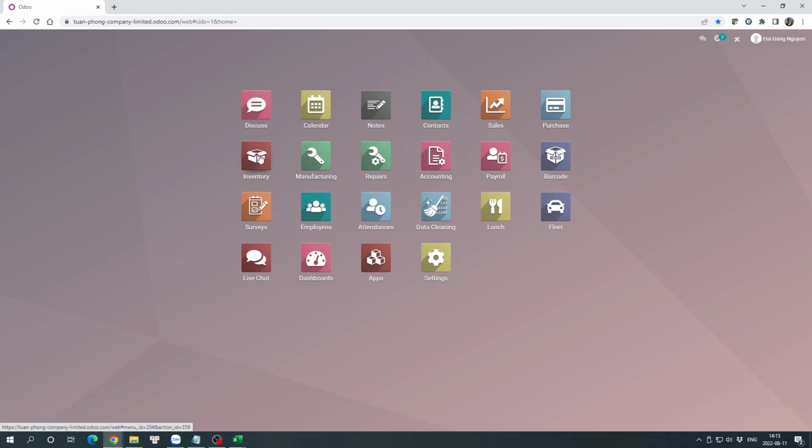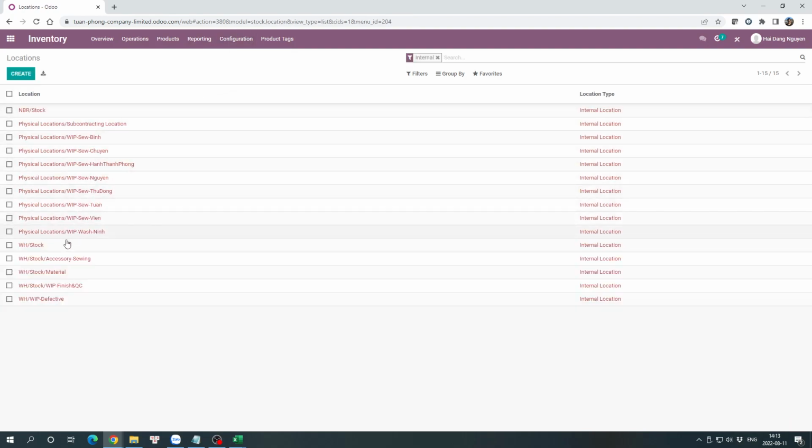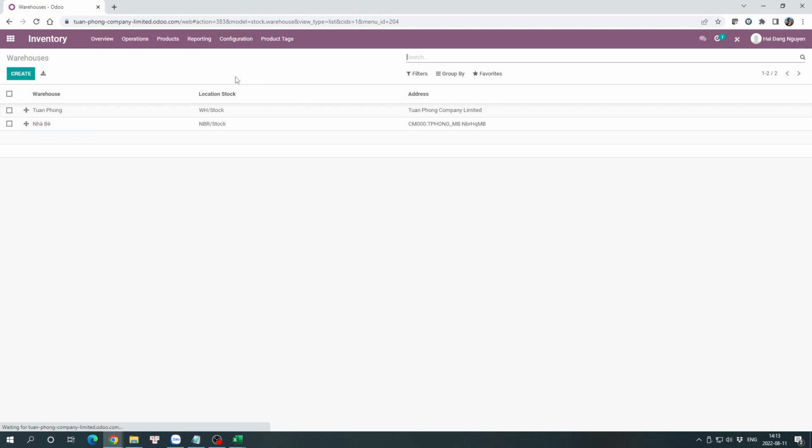If we go into inventory and look at locations, you would see a couple different locations, but it's important to note that we only have these major warehouses. So the second one down here is a consignment warehouse, and the one up here is our internal warehouse.